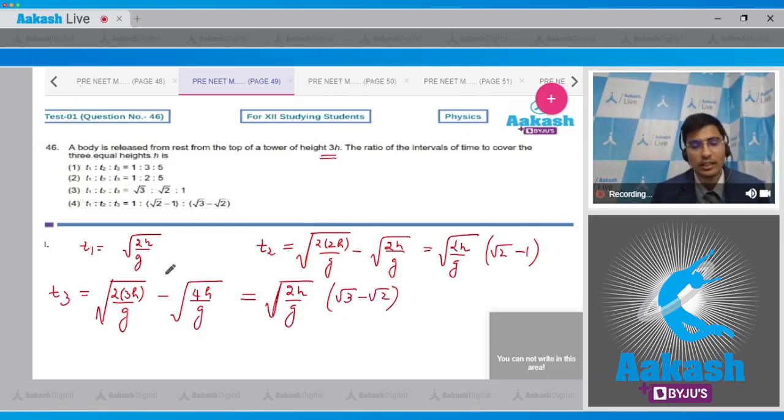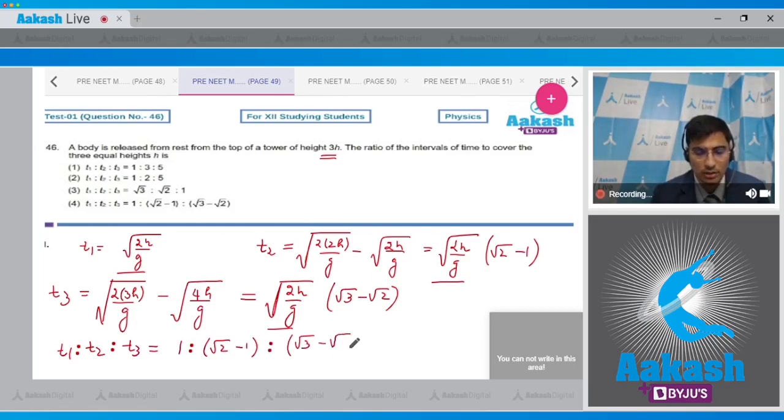We can clearly see that in t1, t2 and t3 this factor is common, that is root 2h by g, and the corresponding ratio can also be written, that is t1 ratio t2 ratio t3 will be equal to 1 ratio root 2 minus 1 ratio root 3 minus root 2, and hence for this question the correct answer is option number 4. Now let us move to the question number 47.